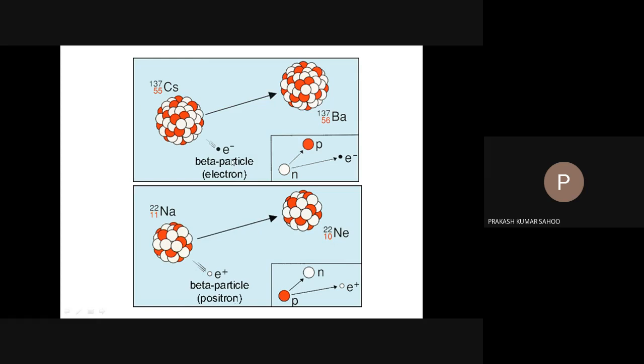So if a beta particle has minus 1 charge, then this is an electron. If a beta particle has plus 1 charge, it is known as a positron. If a positron is emitted, there will be a loss of a proton by 1 unit, and the mass remains constant. So sodium 11 becomes neon 10, and the mass 22 remains constant. So this is an electron, this is a positron. Both are different and just opposite to each other.